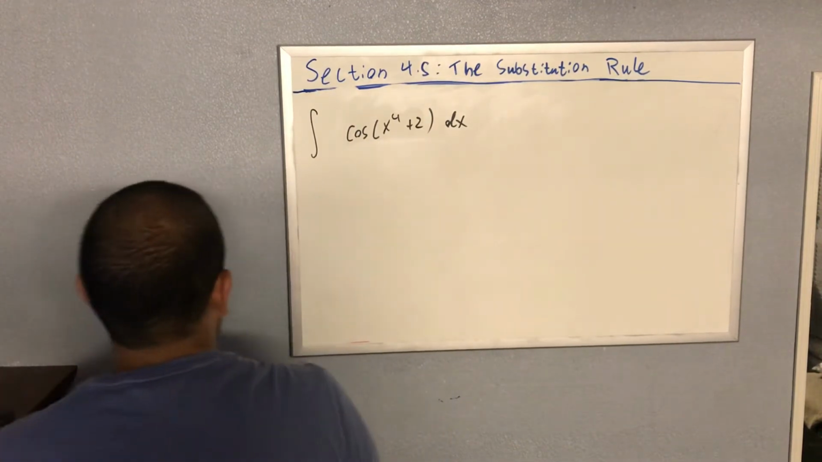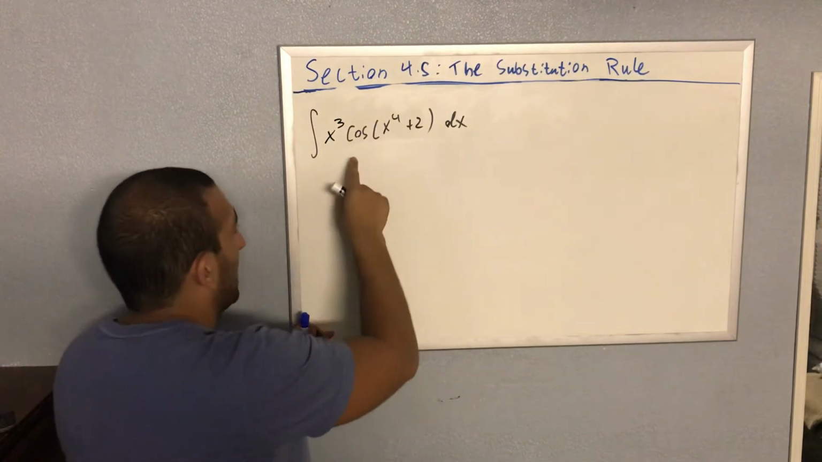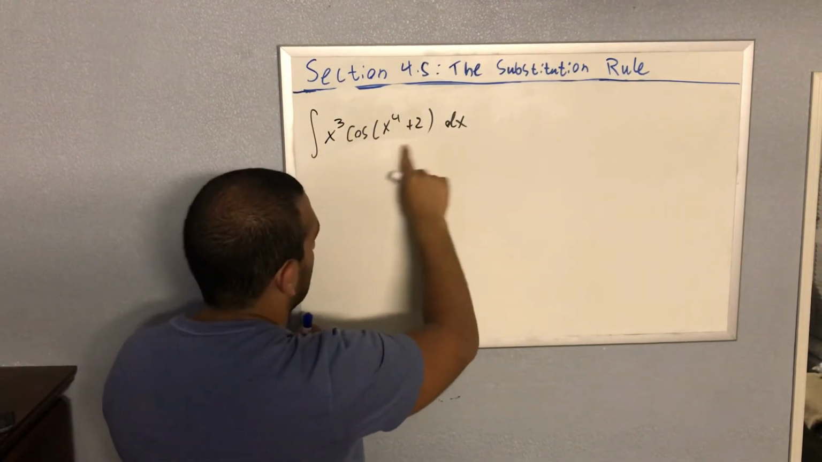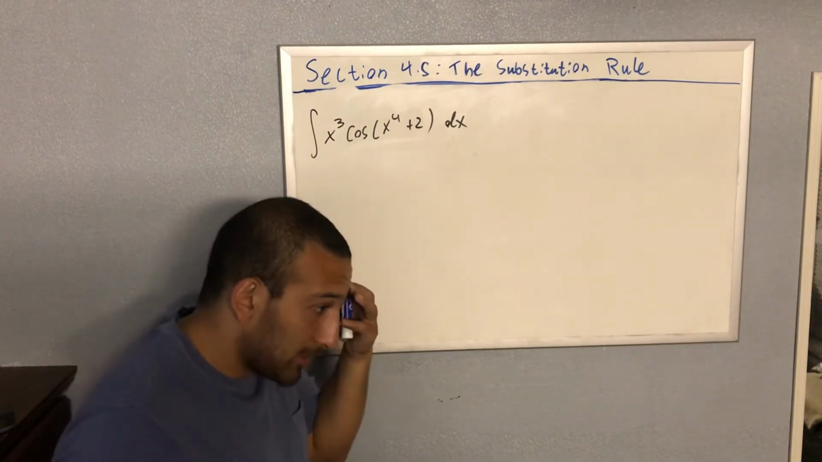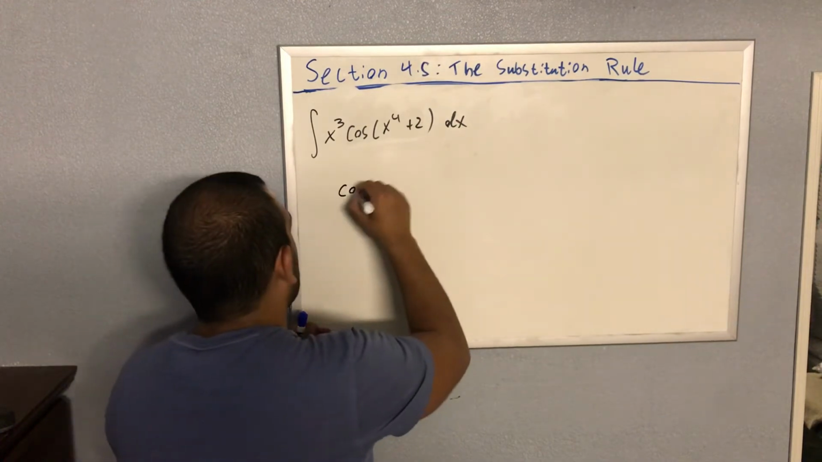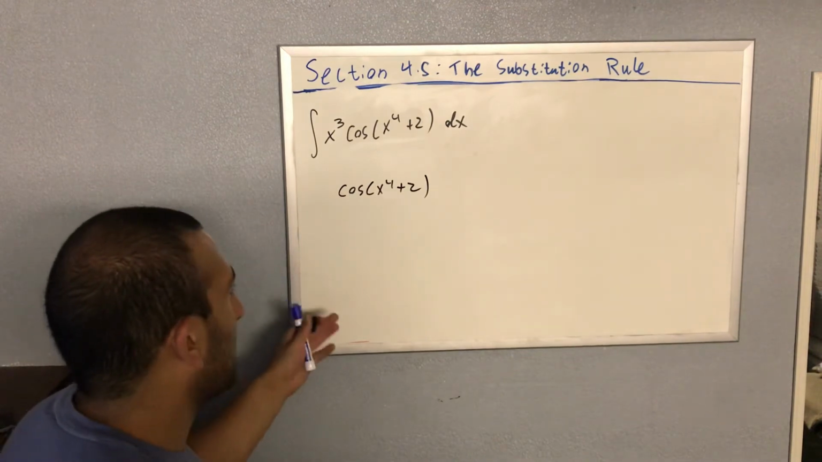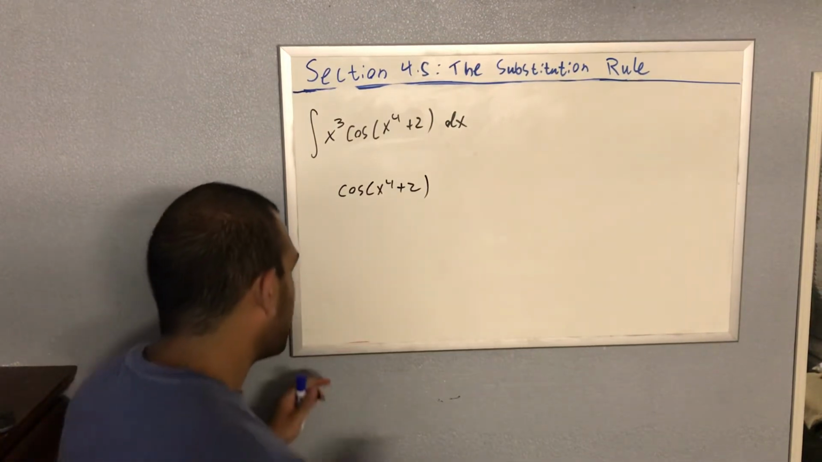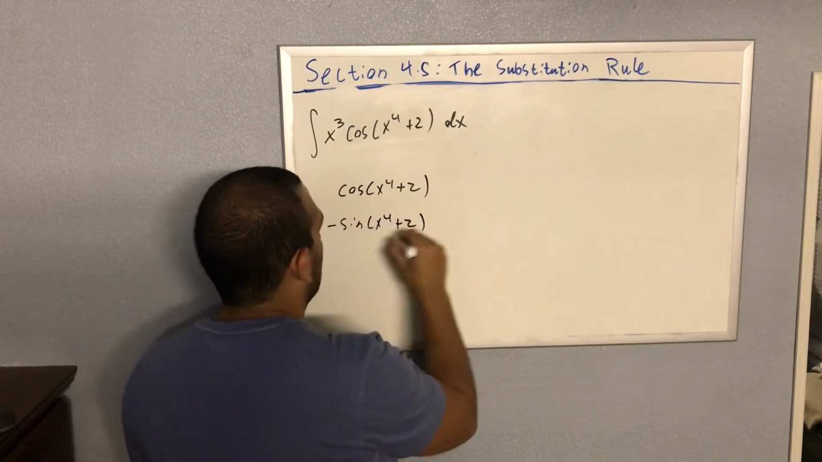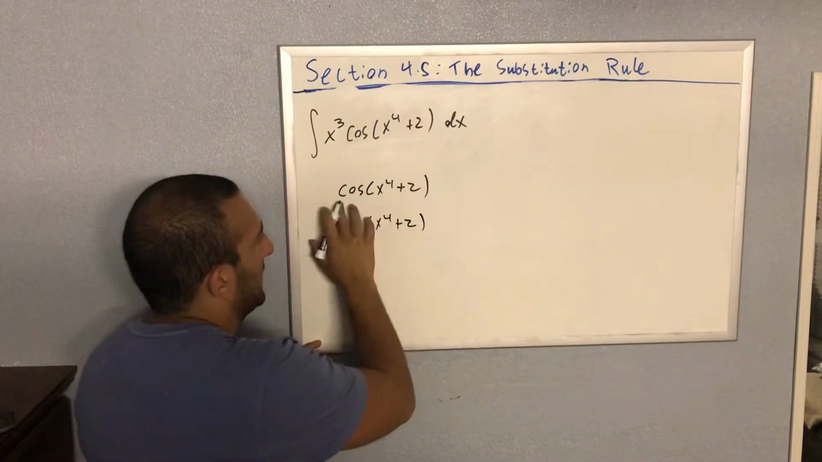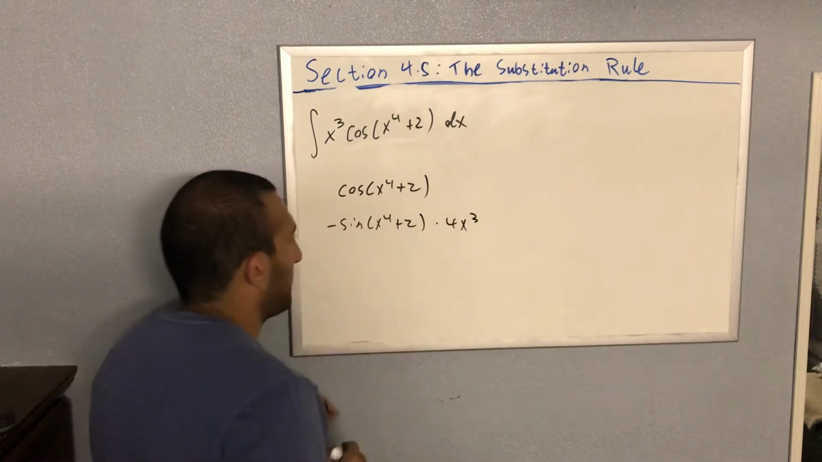So what if instead you let u be the cosine of all of this? That is kind of a complicated thing, because if you let u be cosine of x to the fourth plus 2, what's the derivative of this? You have to use the chain rule. It's going to be negative sine of x to the fourth plus 2, the derivative of the outer function, times the derivative of the inside, which is 4x cubed. Okay?